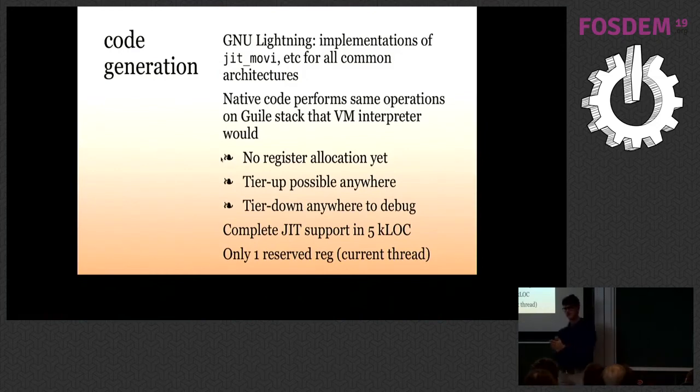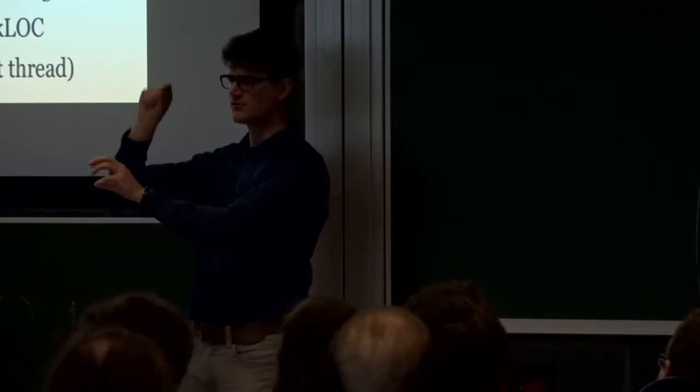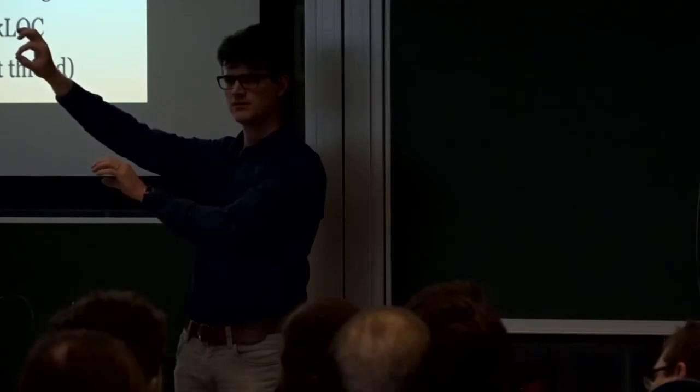The native code that Guile emits right now does the corresponding operations on the Guile stack that the interpreter would. And I don't have time to go into how the Guile stack is represented, but it means that every instruction, if it takes operands, will load them from memory. And if it produces results, it will write them back to corresponding slots currently. There's no register allocation. It's a next step, and it's a necessary next step. However, because there is this correspondence between every interpretation of an instruction and every JIT-generated native code for that instruction, it means you can switch between the two at any time you want. So at any time that you determine that a function is hot and you need to emit native code, you can do so and then jump into the corresponding place in that emitted machine code.